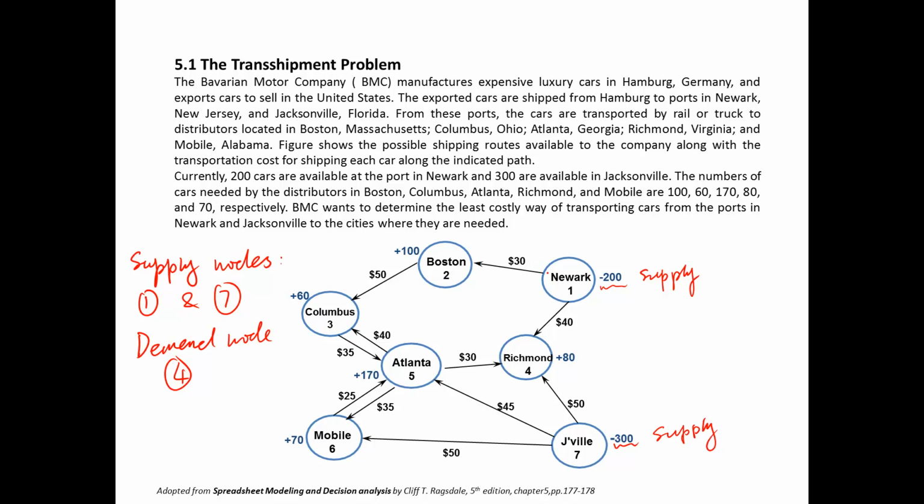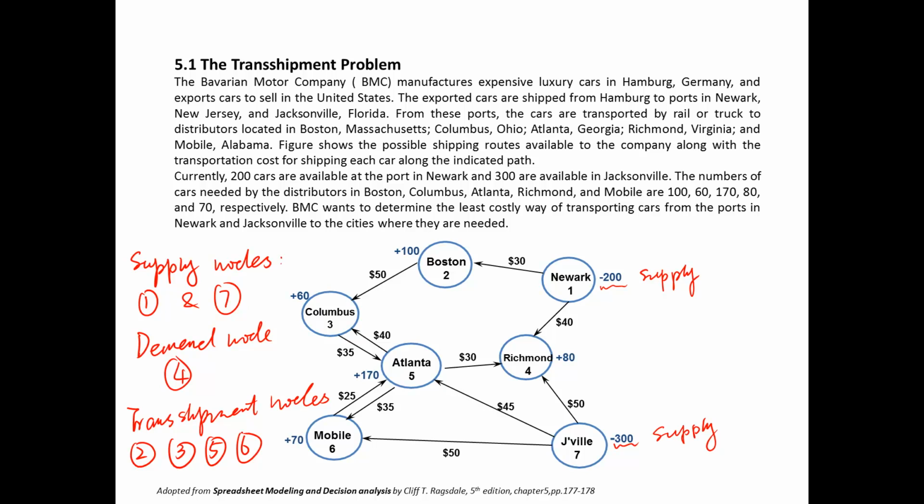So we look at number 2. Number 2 has a route that goes in and 1 goes out. 3 has 2 going in, 1 going out. 5 has several going in and several going out. 6 has 2 going in and 1 going out. So all the other ones, we call them transshipment nodes. So 2, 3, 5, 6. These are all transshipment nodes.